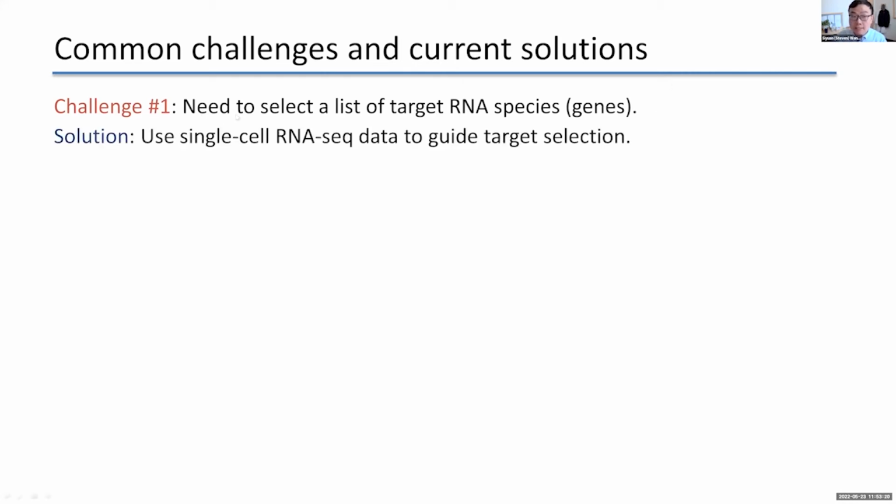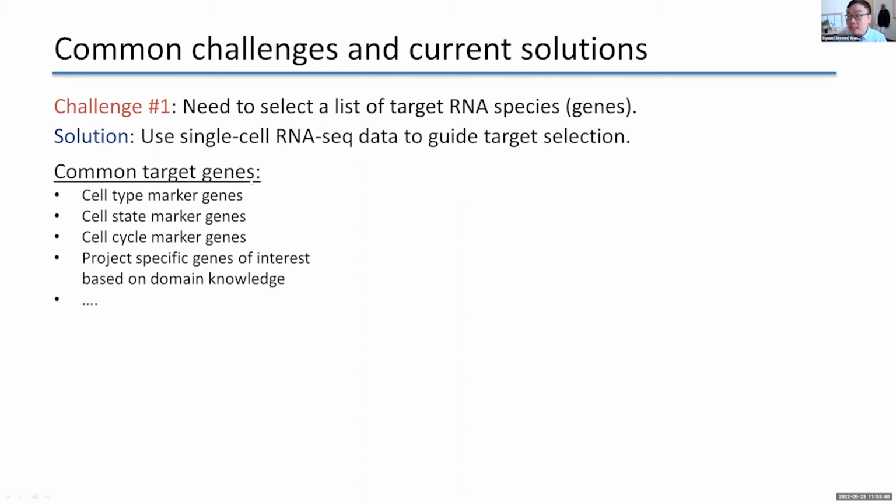So the solution to this, maybe this shouldn't be the alternative strategy, this should be the main strategy, is to use the single-cell RNA-seq data to guide your target selection, or maybe use the spatial transcriptome based on sequencing data to guide your target selection. And some common target genes of choice include, for example, cell type marker genes. You can pick these out from the RNA-seq data. Cell state marker genes, you may want to include the cell cycle marker genes.